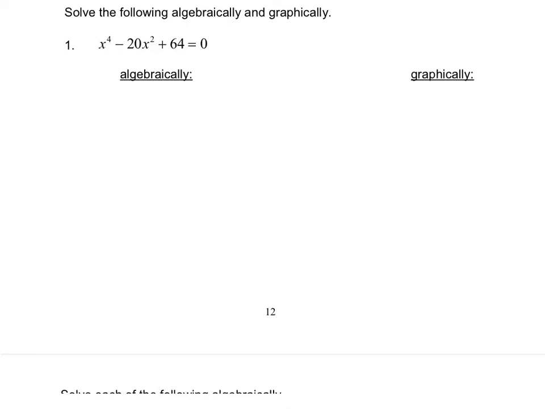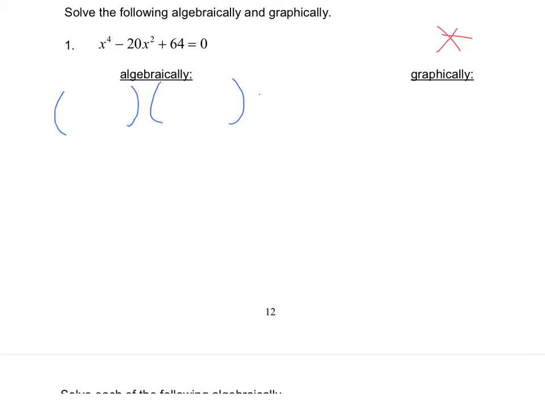Solve the following algebraically and graphically. Again, we're going to save this graphing part for tomorrow. Okay, so we're just going to deal with it algebraically. All right, first of all, it's in standard form. It's set equal to 0, so we're going to see if we can factor in T-bar. I can't GCF. Let's see if I can go to 2 binomials.